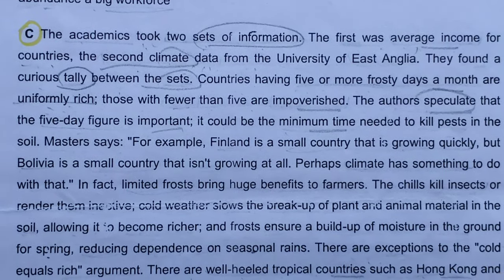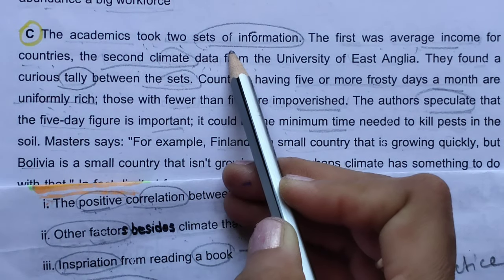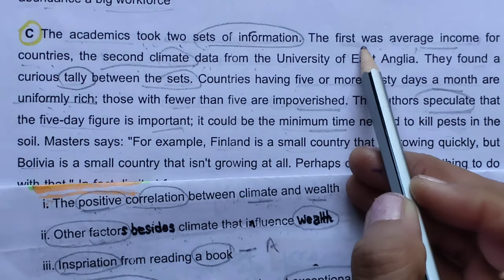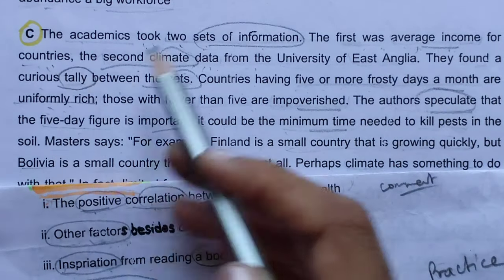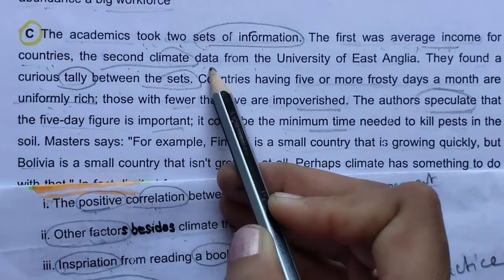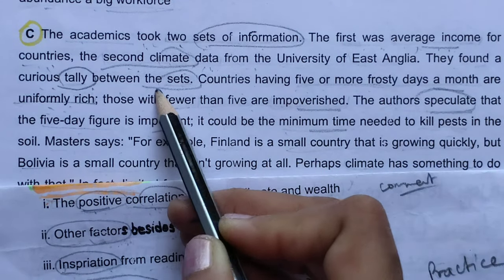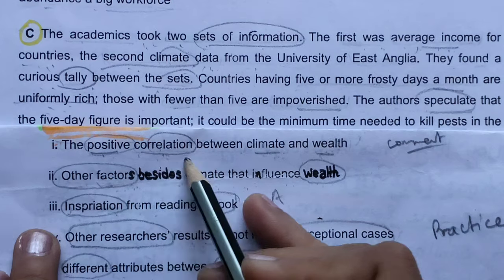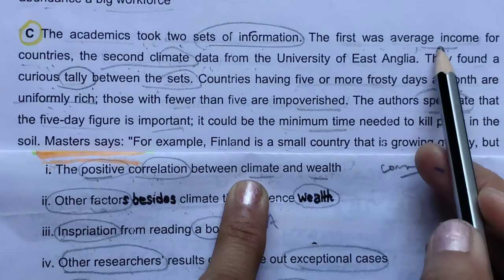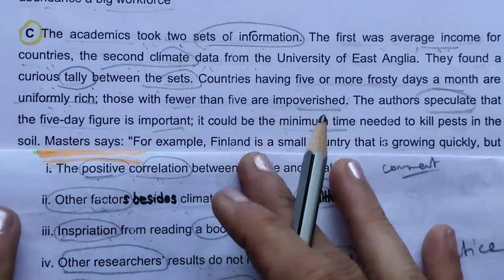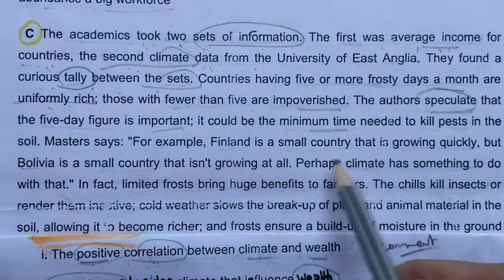Let's read the first two lines again. Two sets of information. The first was average income. For countries, they are talking about income. And the second, climate data. They found a curious tally between the two sets. Okay. The positive correlation between climate and wealth. Of course, climate is there and wealth is also there. How it is positive, I think they are talking about here.